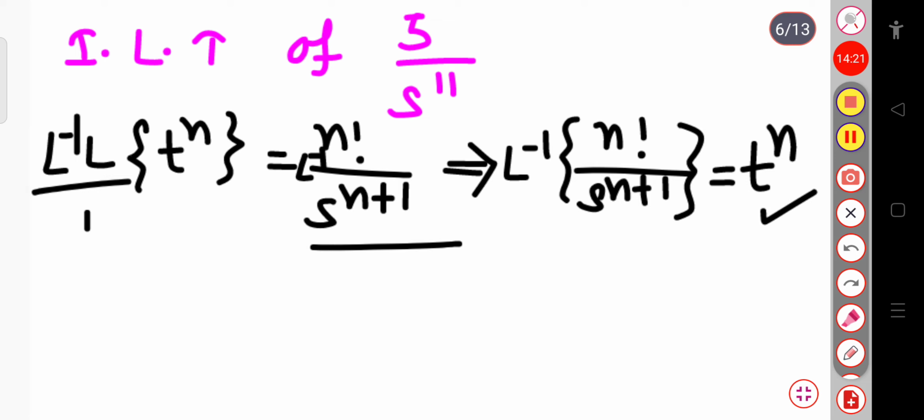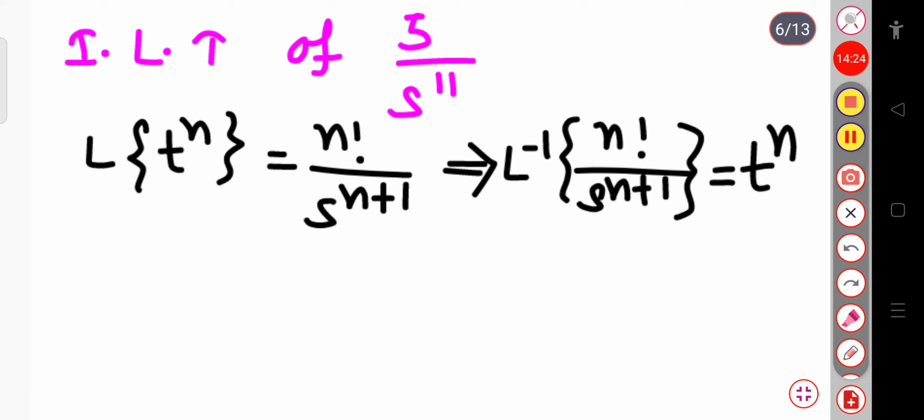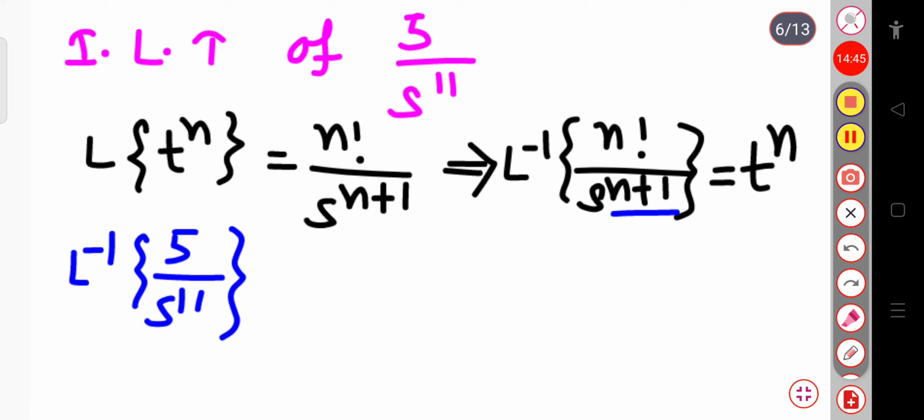Now from this question we can write 5 in some factorial form, but here this s power 11, if you compare, is nothing but n plus 1. You have to calculate the Laplace inverse of 5 divided by s power 11, and here n plus 1 is nothing but 11. So if I write n plus 1 equal to 11, our n will be equal to 11 minus 1, that is 10.